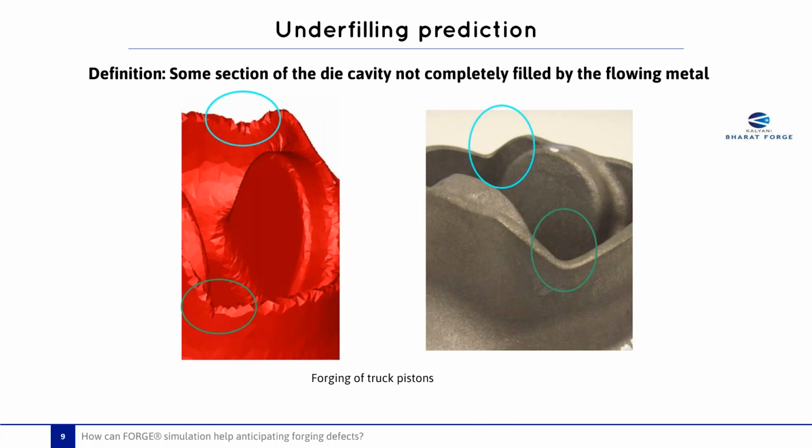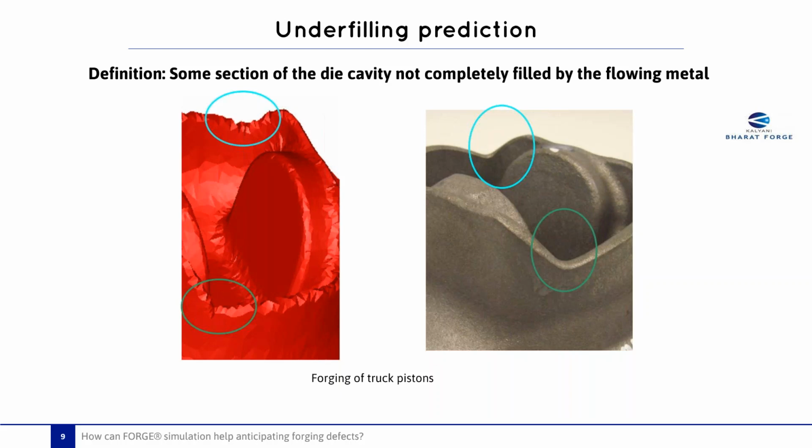Underfilling is a defect that appears when some section of the die is not completely filled by the flowing of the metal. Simulation software, like we see in this image, can be very helpful to predict this defect. Here we have a comparison of an example where we can check the underfilling defect on the final part of the truck piston case.